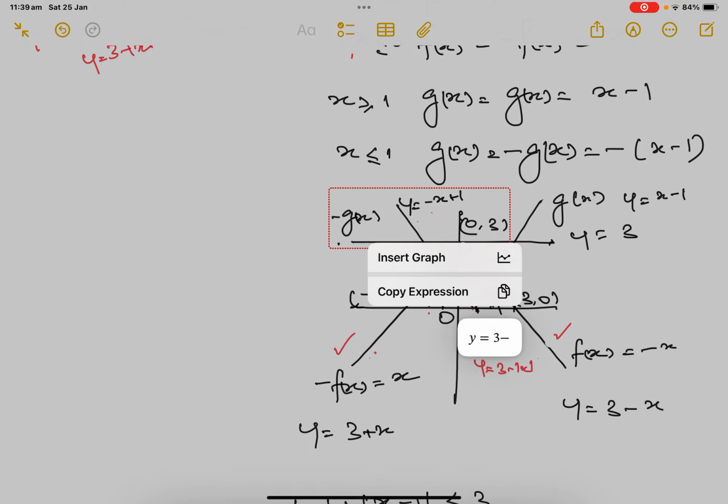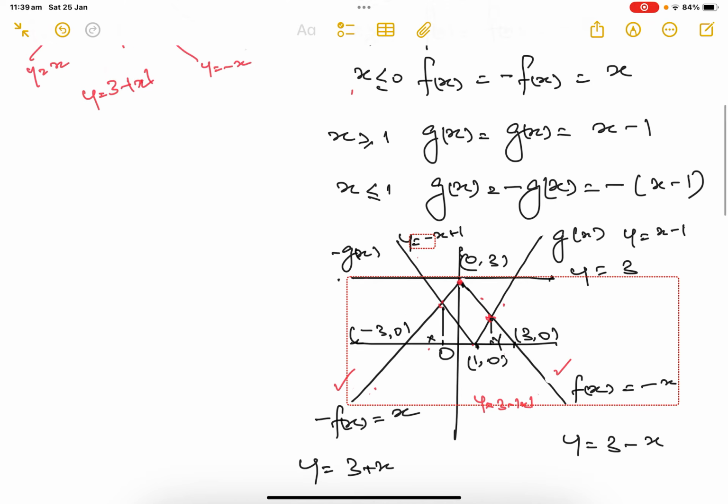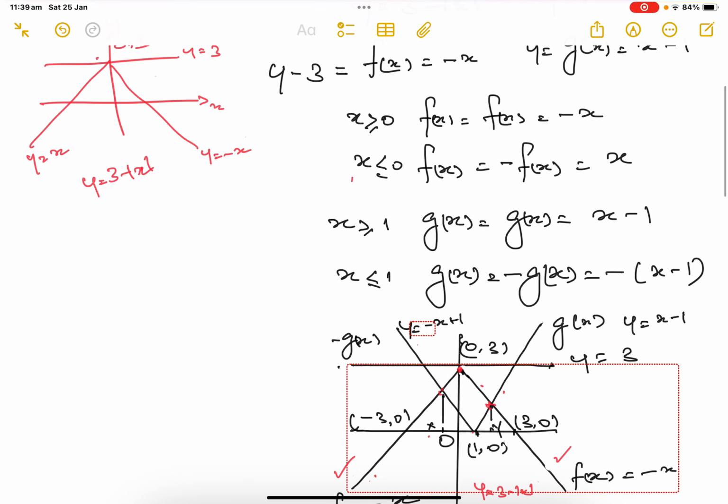So the pivot point here is the pivot point for that graph. Because the left-hand side of the y-axis is reflected, we know that minus f(x) equal x. That's done. So the second one we look at it.